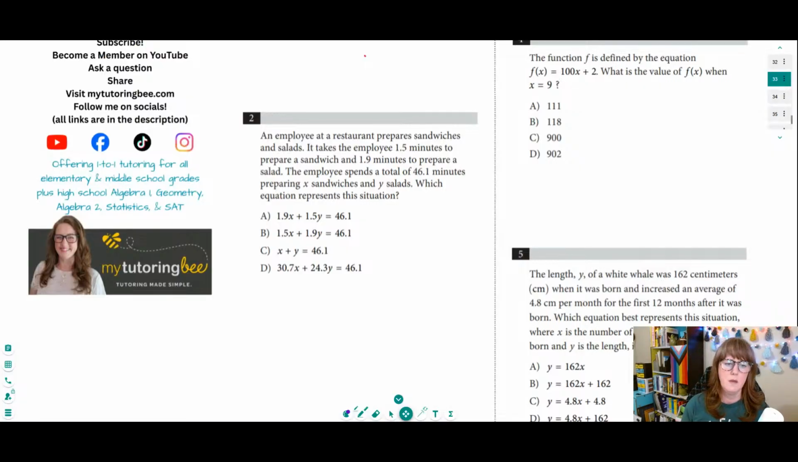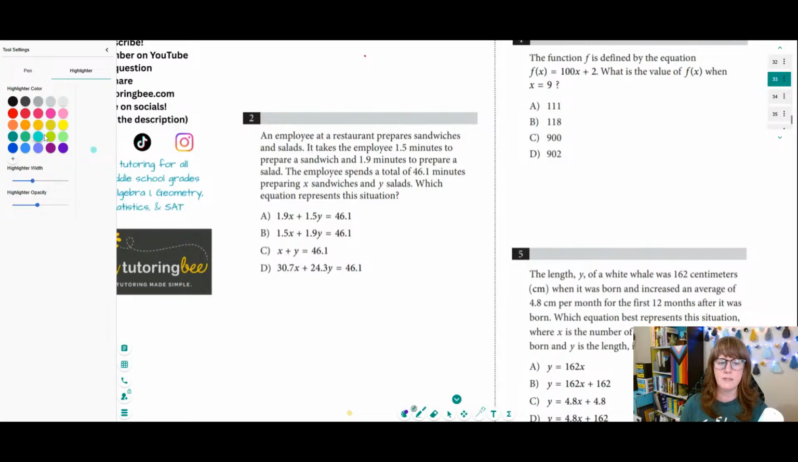2. An employee at a restaurant prepares sandwiches and salads. It takes the employee 1.5 minutes to prepare a sandwich and 1.9 minutes to prepare a salad. The employee spends a total of 46.1 minutes preparing X sandwiches and Y salads. Which equation represents this situation? Okay, let me pull out my highlighter here.